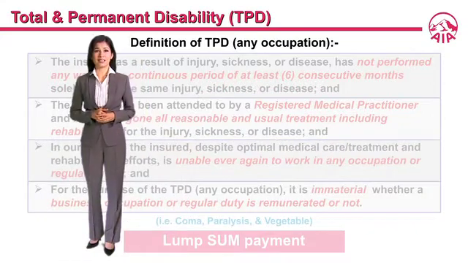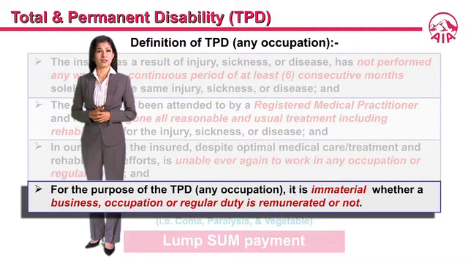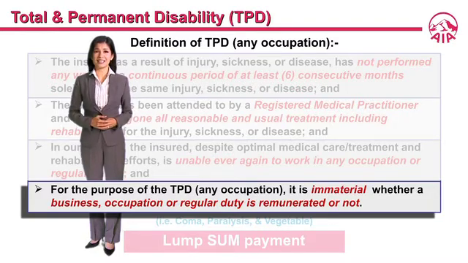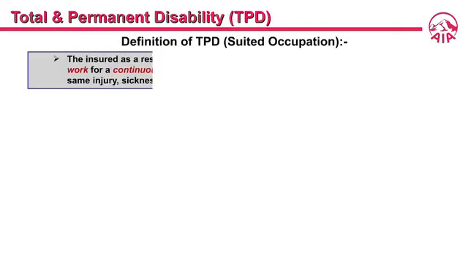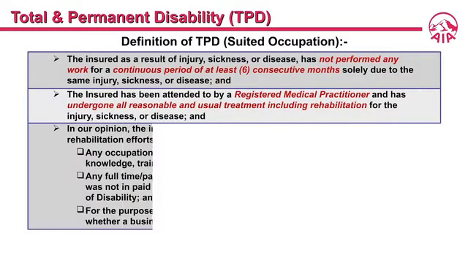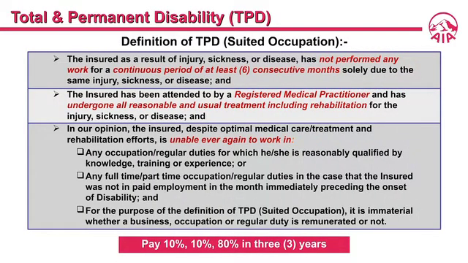So the likelihood that the insured is in a coma, paralysis or vegetative state. For the purpose of the definition of any occupation TPD, it is immaterial whether a business, occupation or a regular duty is remunerated or not. Company will also consider paying lump sum if the insured suffers any occupation TPD.